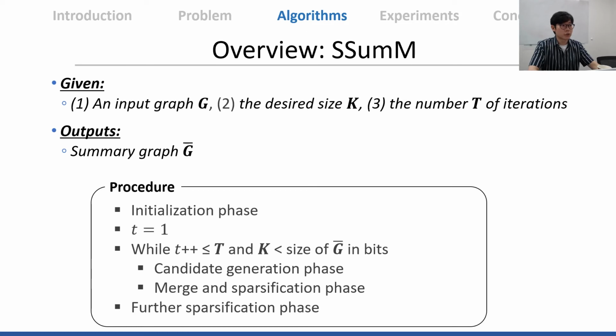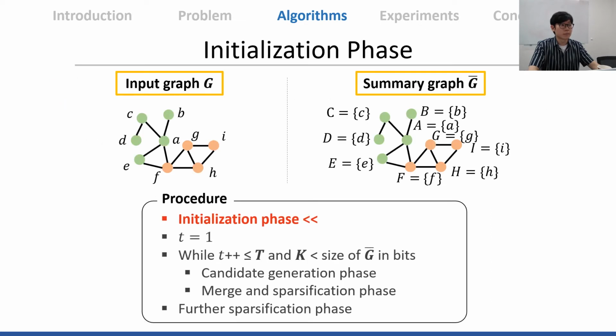Given an input graph G, the desired size K in bits of the summary graph, and the number T of iterations, SSumM produces a summary graph G bar. T denotes the maximum number of iterations. SSumM repeats 2 phases until the number of iterations reaches T or the size in bits of the summary graph is below K. If the size in bits of the summary graph is still bigger than the desired size K, SSumM runs the further sparsification phase.